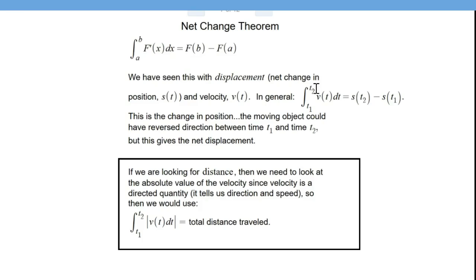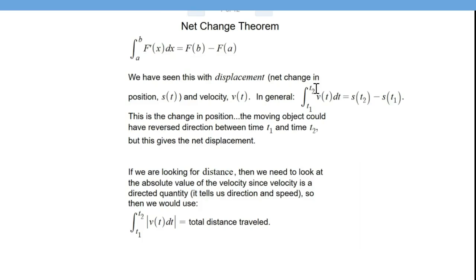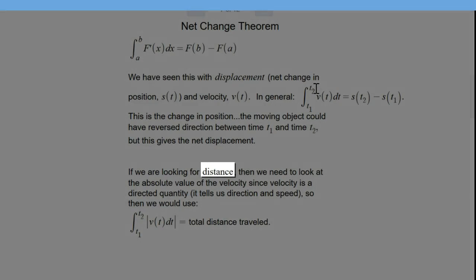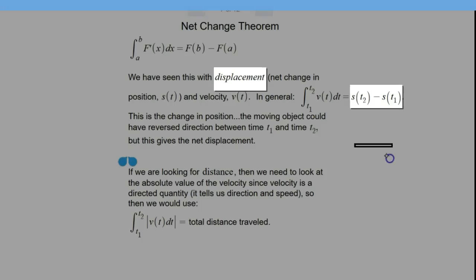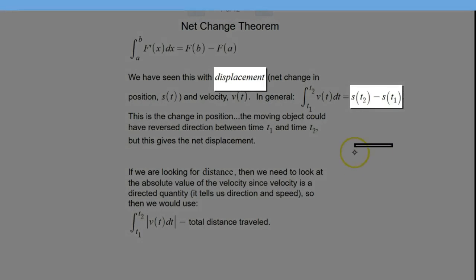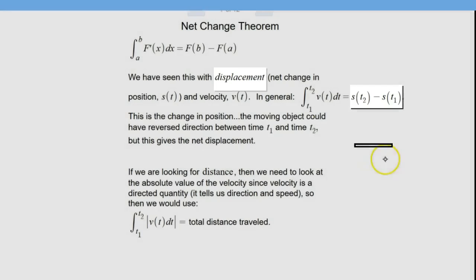So if you have a velocity function and you want to find the total distance, total distance is different than displacement. With displacement, you're finding just the difference between the starting point and the ending point of a particle. But it could have bounced back and forth a bunch of times in between and actually traveled a lot farther than those two endpoints.